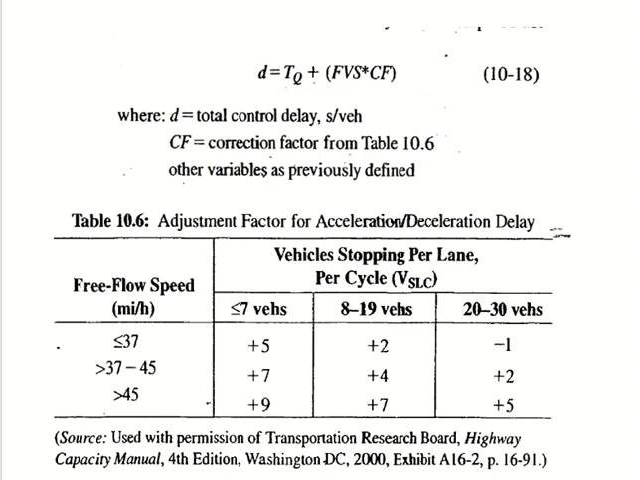For the correction factor, I need the table. In the table, you can see we are using free flow speed. This is where we need it. This is why I said you have to find out the free flow speed. Okay? And vehicle stopped per lane per cycle. We did it in the last slide. Okay? You take the correction factor from here, put it in the equation, and you get the control delay.